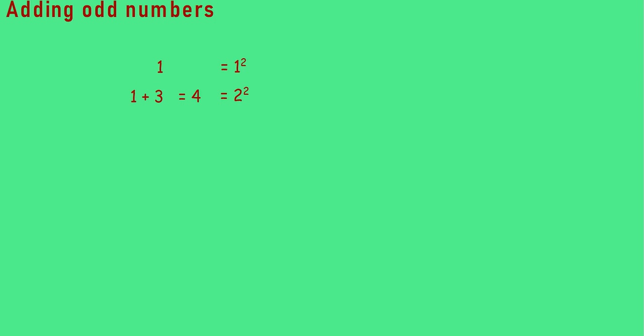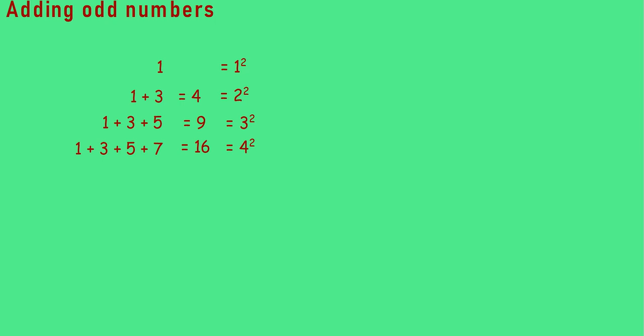What is the sum of the first three odd numbers? That you can write as 1 plus 3 plus 5, which is equal to 9. 9 you can write as 3 square. Then what about the sum of successive 4 odd numbers? Yes, that is 1 plus 3 plus 5 plus 7. If you add, what will you get? You will get 16. 16 you can write as 4 square.